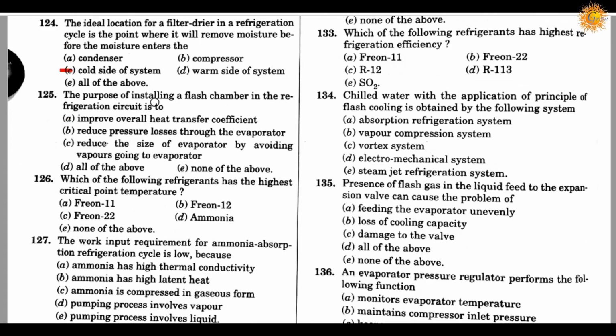Question number 125. The purpose of installing a flash chamber in the refrigeration circuit is to: option A, improve overall heat transfer coefficient; option B, reduce pressure loss through the evaporator; option C, reduce the size of evaporator by avoiding vapors going to evaporator; option D, all of the above; option E, none of the above. So the correct answer is D, all of the above.